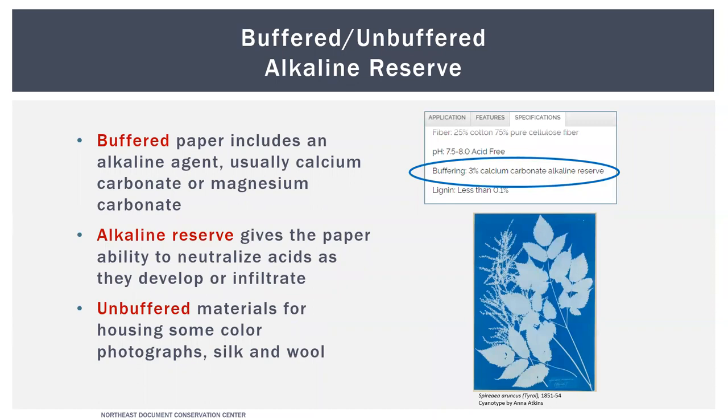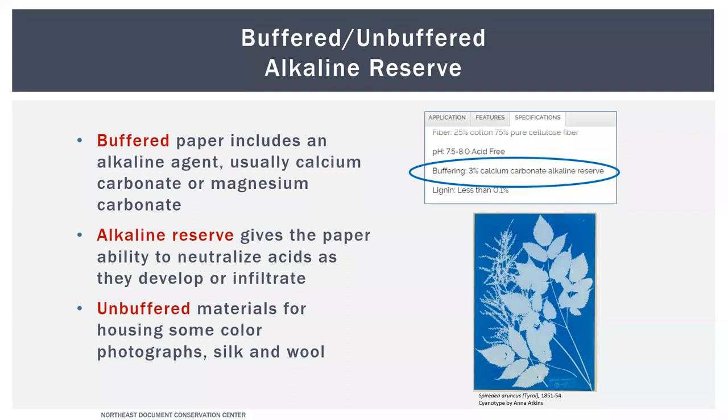Our example is described as buffered with a 3% alkaline reserve. This means that an alkaline agent has been added during manufacture, in this case, calcium carbonate. Buffering has the effect of creating a slightly alkaline paper. Paper produced with an alkaline reserve will have some ability to continue to neutralize acids as they develop in the paper, infiltrate from the environment, or migrate from contact with more acidic materials.